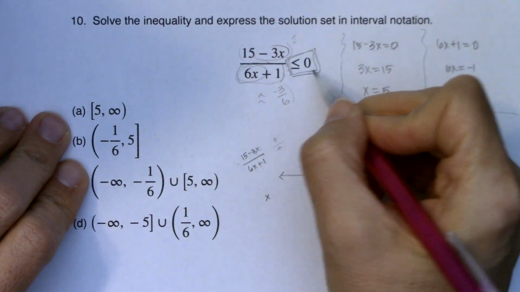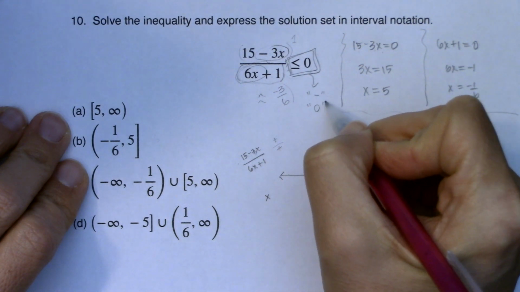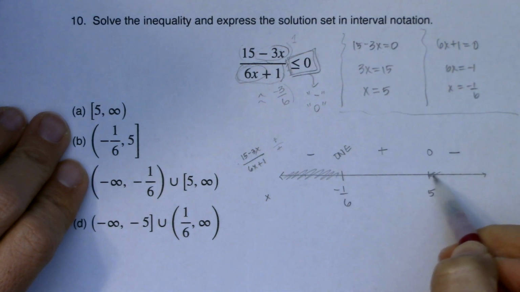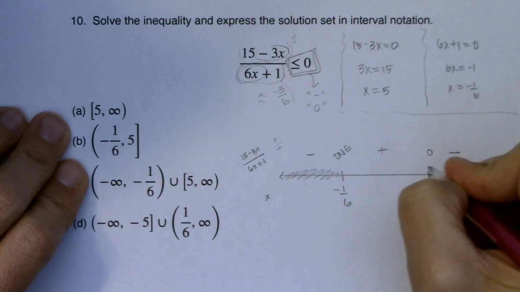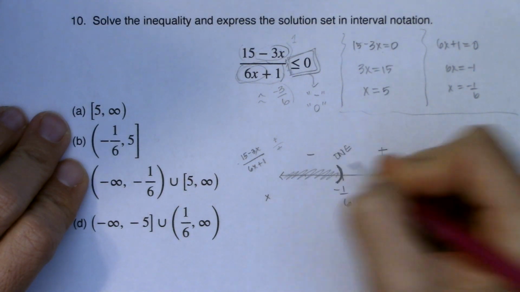So I want less than or equal to 0. So I want to collect all the negatives and all of the zeros. So I see negatives here. I see a 0 here and another negative. So I want to collect that 0. I'm going to put a bracket here. This doesn't exist, so it has to be a parenthesis.